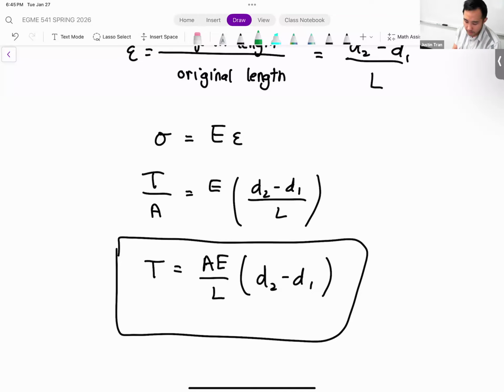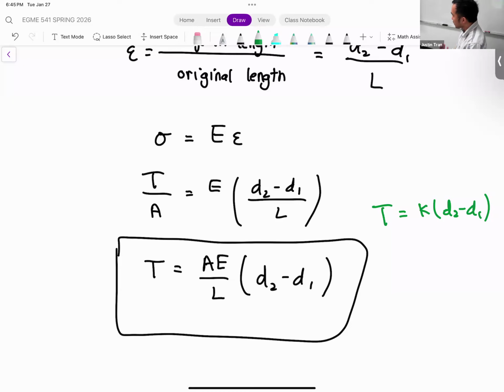If we think back to springs, and not just Hooke's law but the generalized Hooke's law that we had: T is equal to K times (D2 minus D1). Basically a relationship between the force that we apply on the spring and its nodal displacements.